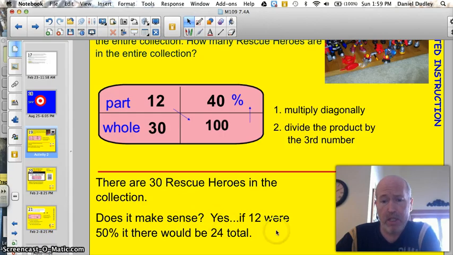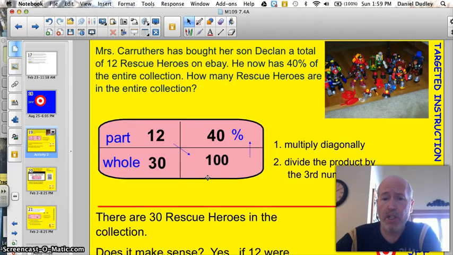Does this answer make sense? Well, sure. If he had 12 of them and that were 50%, there'd be 24 rescue heroes total. But it's 40%, so yes, my answer makes sense. This is the kind of logic and how we're going to go about solving real world problems tonight.